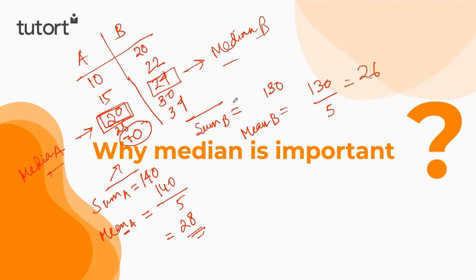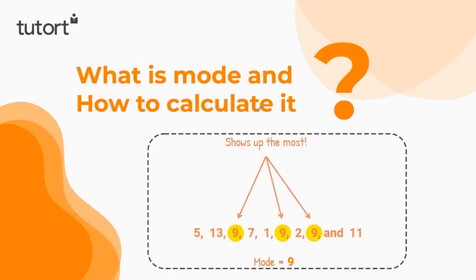Okay, now let's move on to mode. So what is mode? Mode is basically the most repetitive number present in a data set. If you consider this particular example here, 9 is occurring 3 times. No other number is repeating itself except 9. So the mode of this particular example is 9.